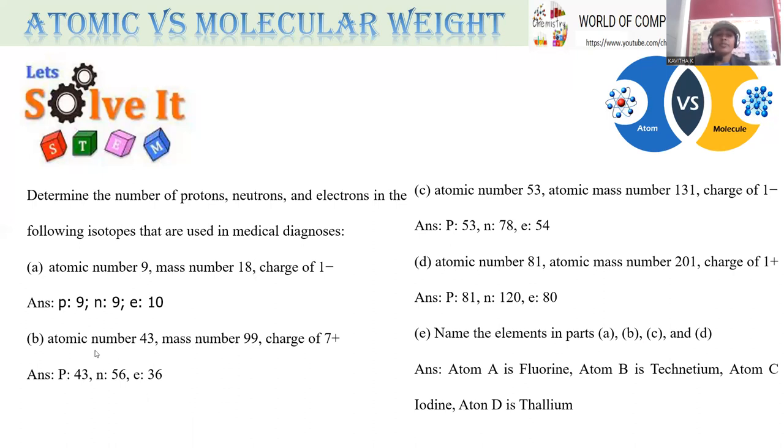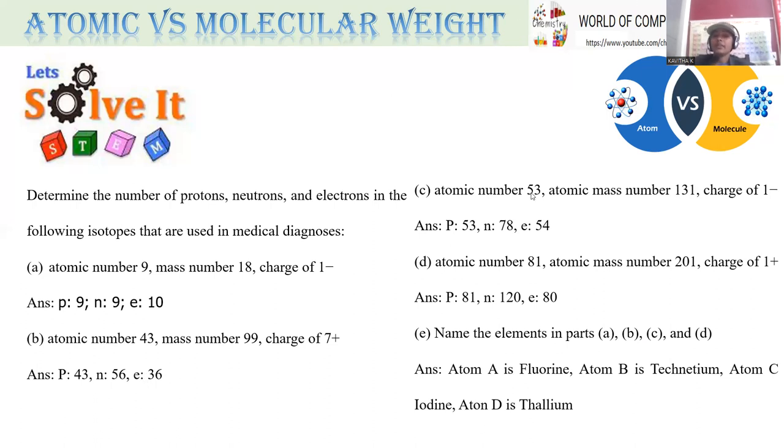Move on to the second problem, atomic number 43. What is the atomic number? That is the proton number. So protons are 43. Then mass number 99. In order to calculate neutrons, mass number minus atomic number: 99 minus 43 becomes 56. Neutrons are 56. The charge is plus 7, which means 7 electrons are less than protons, so we take 43 minus 7, which becomes 36. This is the way of calculating how many protons, neutrons, and electrons are there.